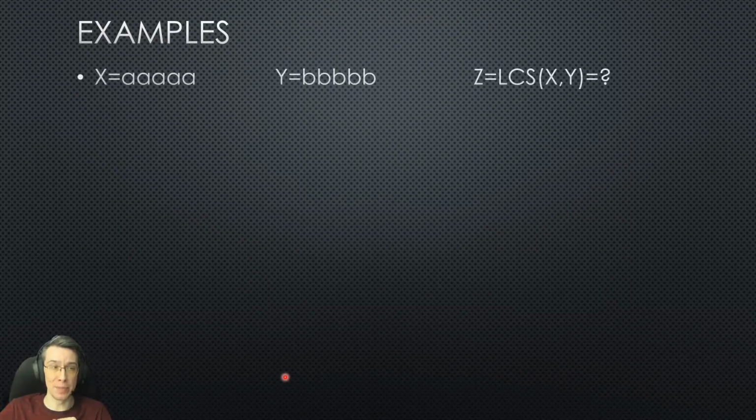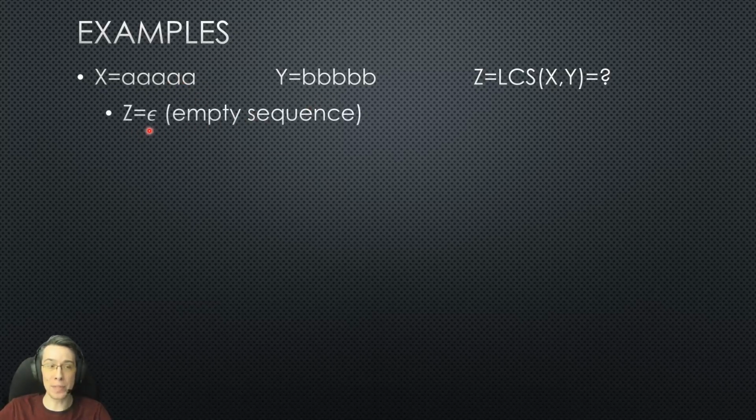I want to start out with a couple of examples here. So here are some example strings, x and y. So here, if x is a, and y is b, what is the longest common subsequence of x and y? I'll give you a second to think about that. Okay, I'm going to assume that you've paused and answered that if you wanted to. So they have nothing in common. There are no characters in common. So the empty sequence, epsilon, is z. Z is the empty string, or the empty sequence.